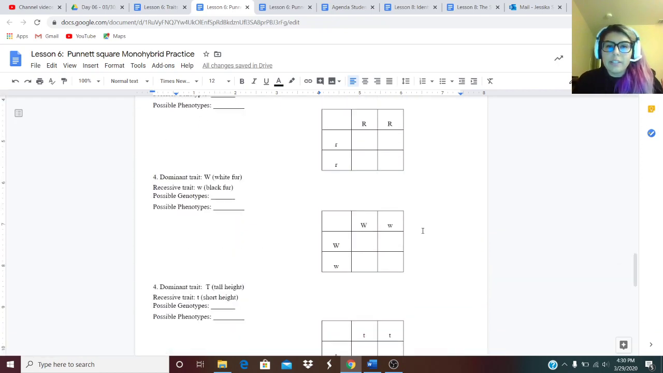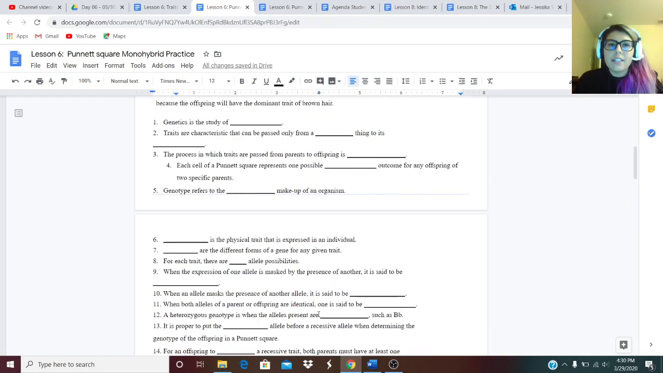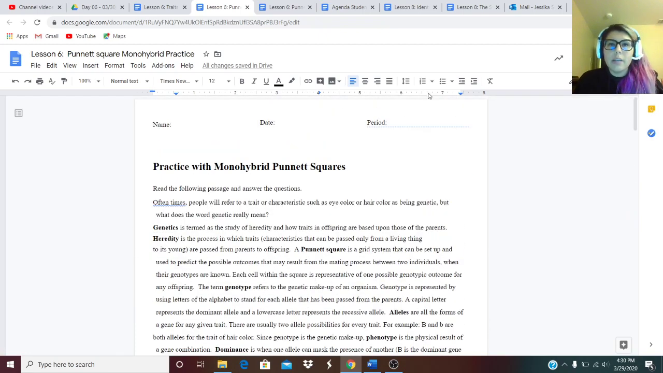for the rest of the problems. Now, if there is a 100% chance or 0% chance, specify that, right? There's a 0% chance that they are going to be this trait, okay? So make sure that you do specify that in your answer, okay? And that is it for this assignment.